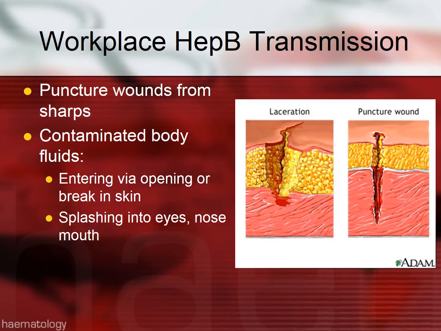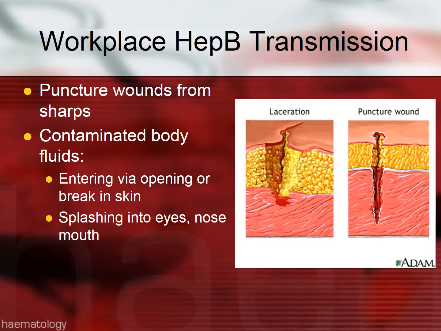We start looking at workplace Hep B transmission. It's going to be from two different areas, well, actually three. This is going to be a puncture wound, which would normally be a sharps wound. This could be from a needle or something like a knife or something very sharp, and typically it's associated with a needle. And then a laceration, which is going to be a cut or an open wound.